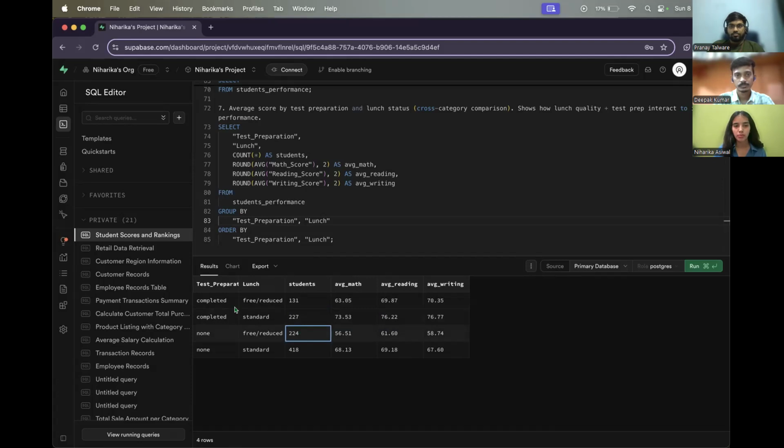And then for test preparation, it would be better if there were a program that would encourage students to complete their test preparation so that they would score well. And for the lunch as well, it would be better if it was possible to run some kind of program that would help the students that had a reduced lunch or a free lunch get the standard lunch so they could also perform well in their exams.